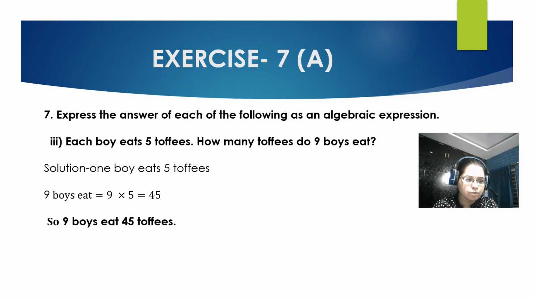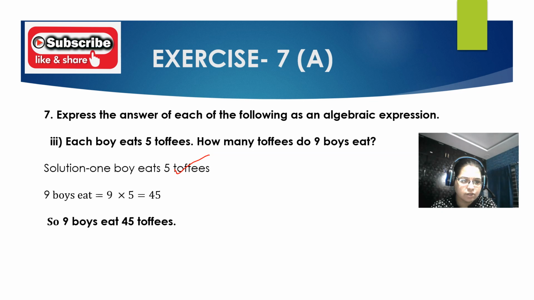Now we'll solve question number third bit. Third bit is each boy eats 5 toffees. How many toffees do 9 boys eat? One boy eats 5 toffees. So 9 boys will eat 5 multiplied with 9. 9 multiplied with 5 that is 45 toffees. So 9 boys eat 45 toffees.